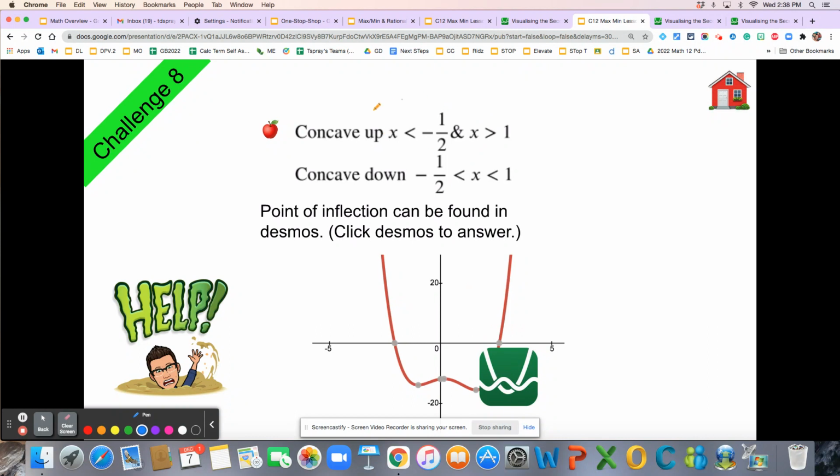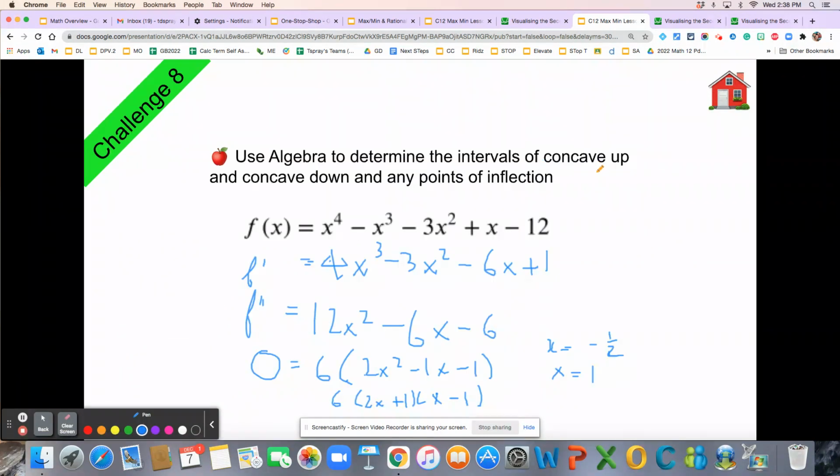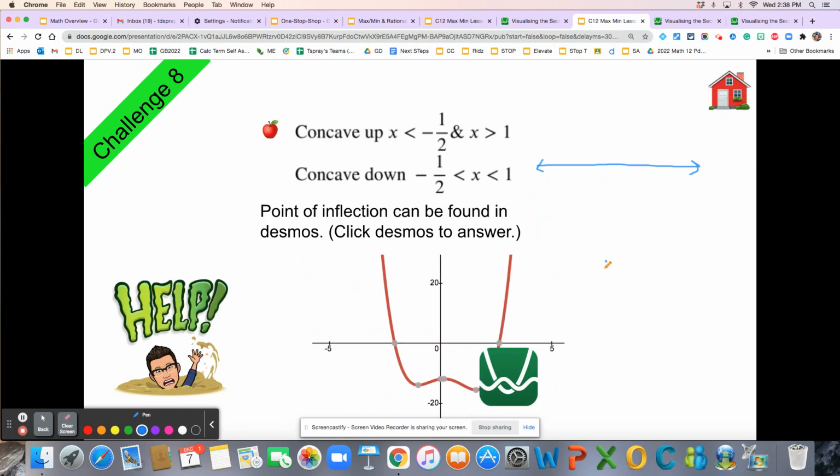Now I'm going to make my little chart with my intervals. And remember, friends, I knew that this graph sort of looked like this, didn't I? That's how I'm making this decision. When I have my -1/2 and my 1, I'm going to put values back into the second derivative. If I put values to the left of here in the second derivative, if it's positive, it's concave up. If it's negative, it's concave down.